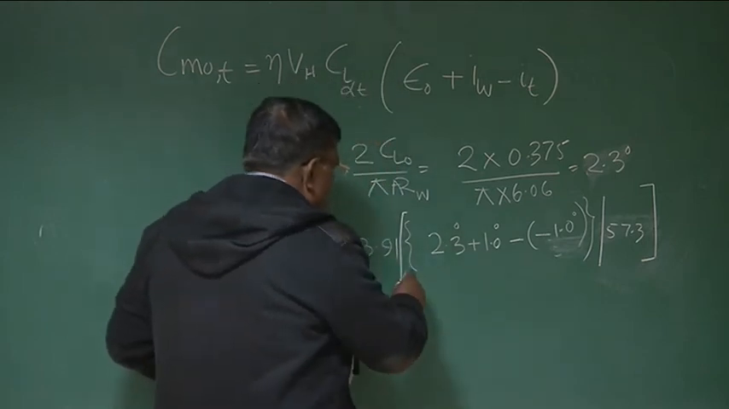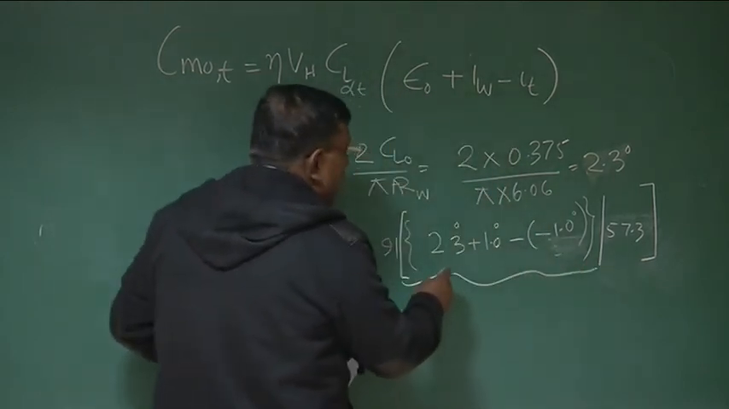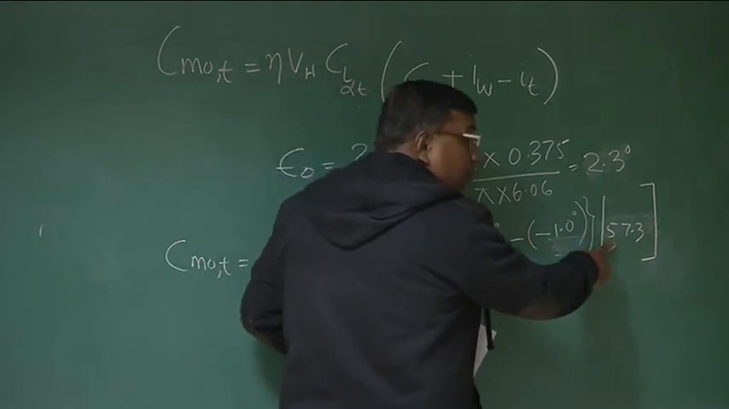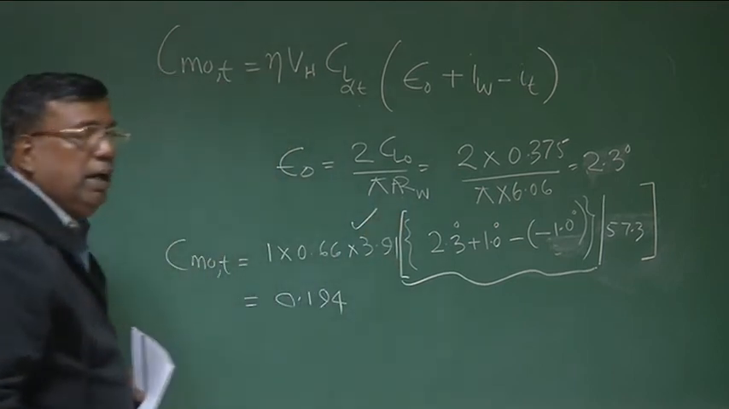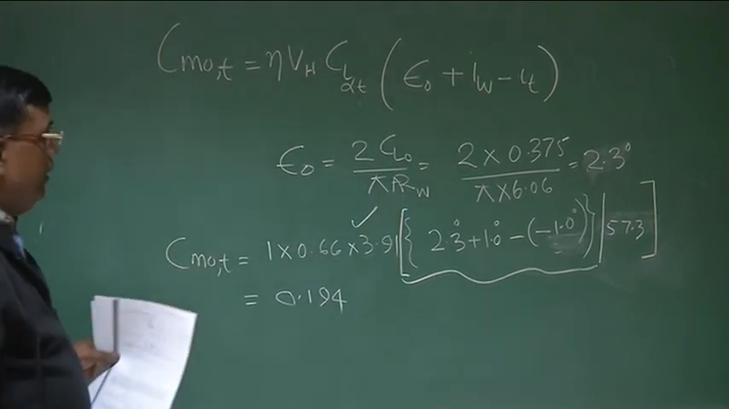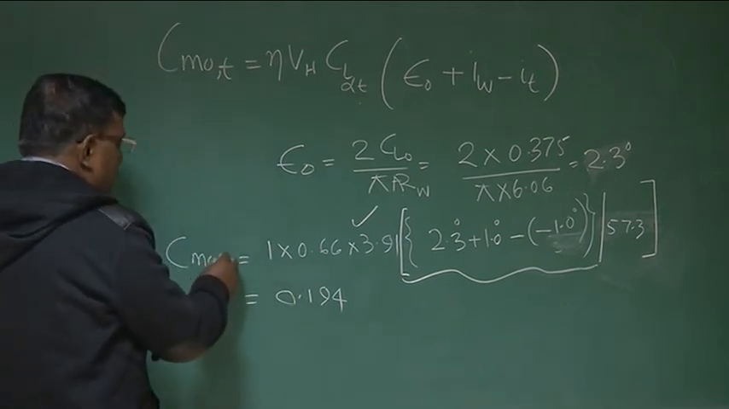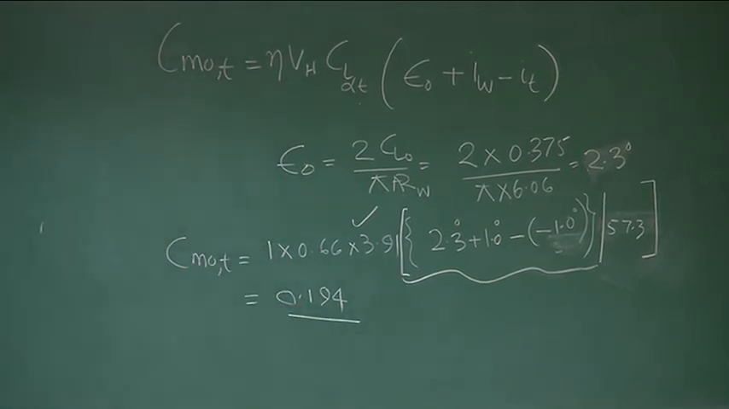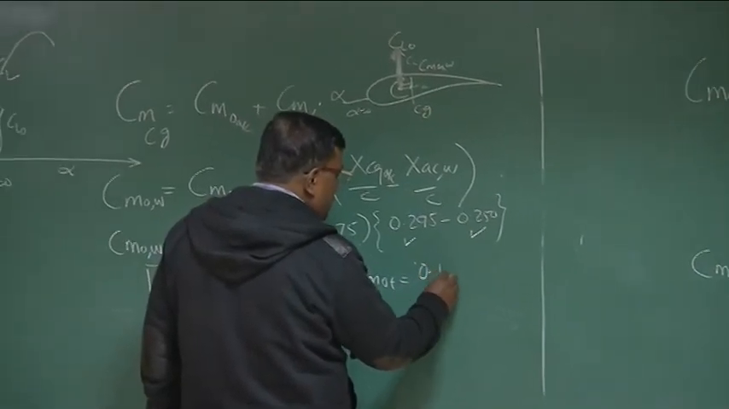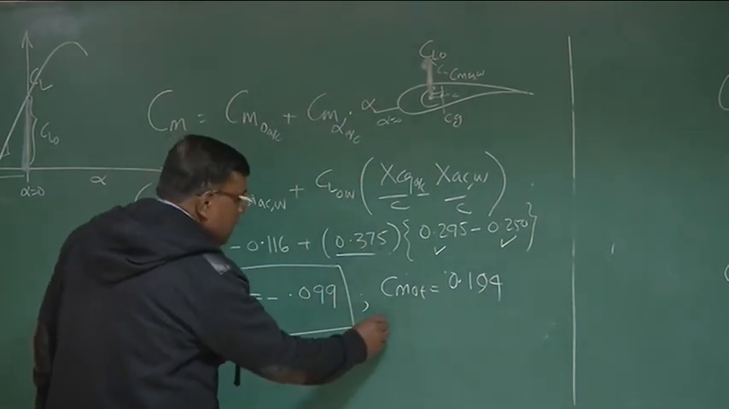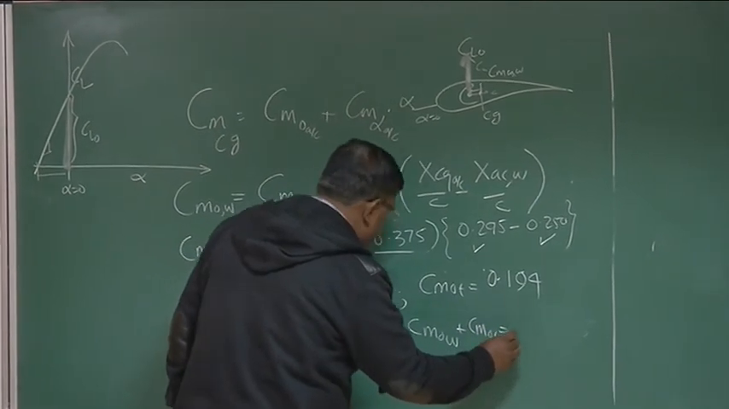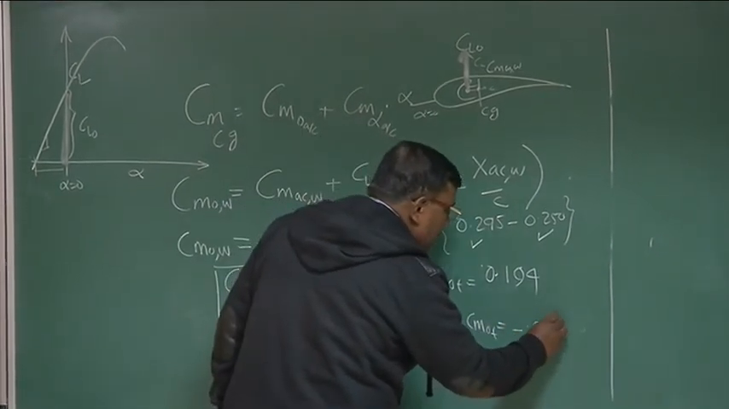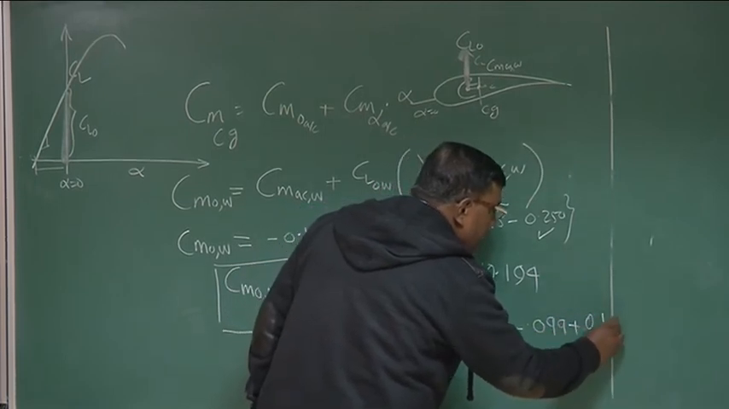But remember, whatever degree is there has to be converted into radian by dividing by 57.3, because this whole term is getting multiplied by 3.9, which is per radian, right? So if I do that, then I get Cm naught tail as 0.194. This is a wonderful number. You could see Cm naught tail is 0.194, so Cm naught wing plus Cm naught tail becomes minus 0.099 plus 0.194.